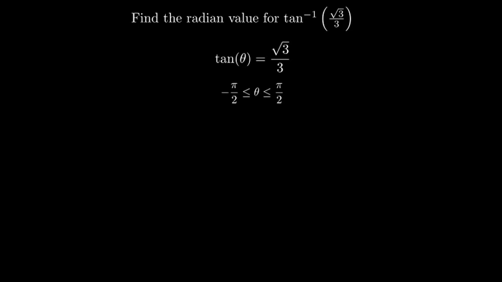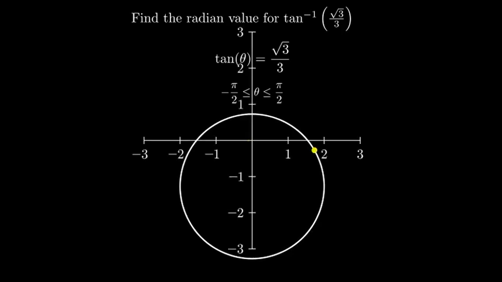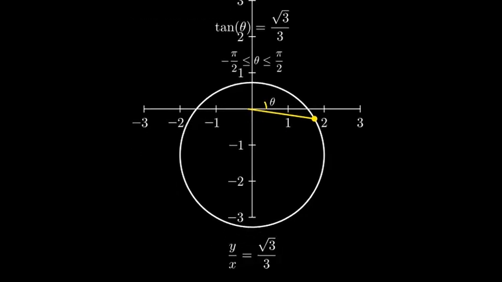Let's visualize this on the unit circle. Recall that the tangent of an angle is defined as the y-coordinate divided by the x-coordinate of a point on the unit circle. We're looking for the angle where the ratio of y to x, y over x, is equal to square root of 3 over 3.